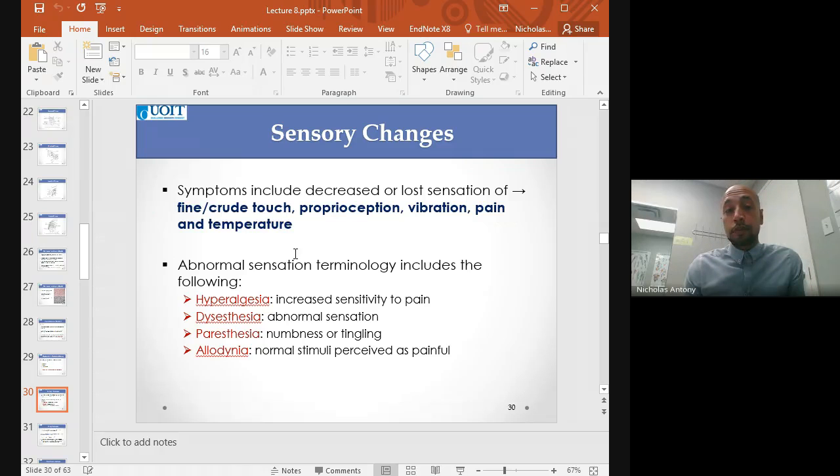They contain all of the different tracts. So if you had sensory changes in terms of a peripheral nerve injury, you would have issues with fine or crude touch, proprioception, vibration, pain, and temperature.